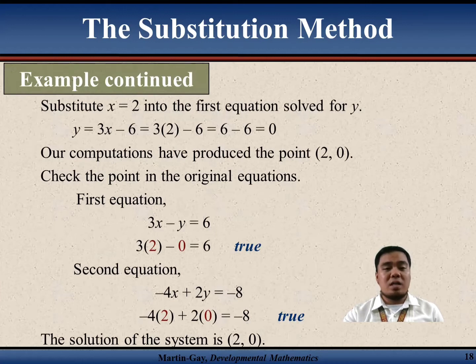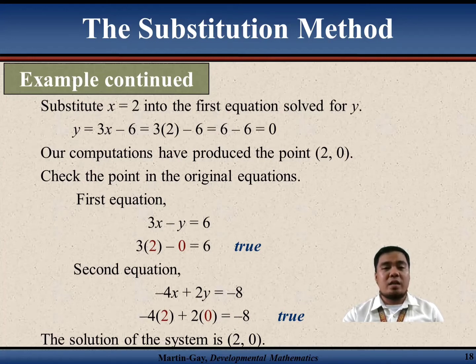So that is y is equal to 3x minus 6. Then I will replace x with 2 because that is the value of x. So that will become 3 times 2 is equal to 6, and 6 minus 6 is equal to 0. So I have my solution already, and that is (2, 0).